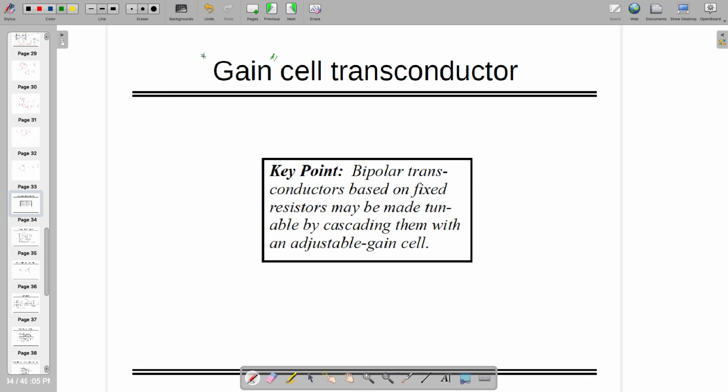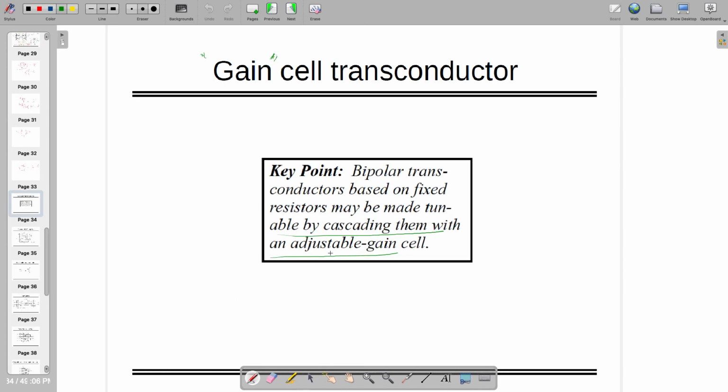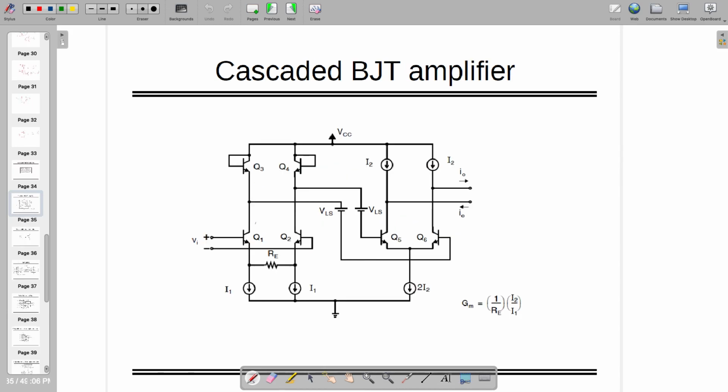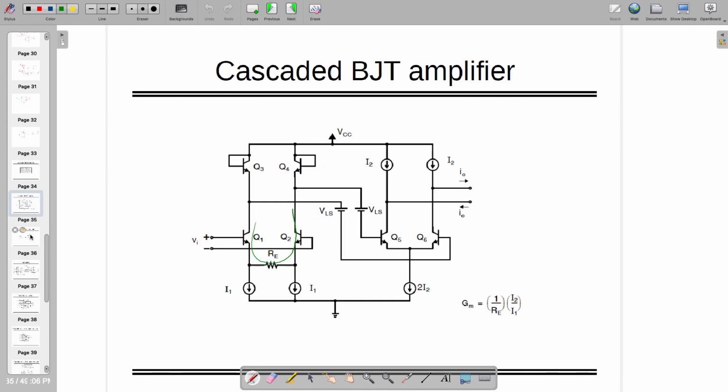Okay. So bipolar transconductors based on fixed resistors may be made tunable by cascading them with an adjustable gain cell. This is one of the key points which has been kept here. When it says cascading them with an adjustable gain cell, it means you are connecting this with an adjustable gain cell, right? So when I'm doing this, I can have such kind of things. Maybe we can talk about this later, maybe tomorrow. Otherwise, it's too much for you, right? Too much analog is not good.